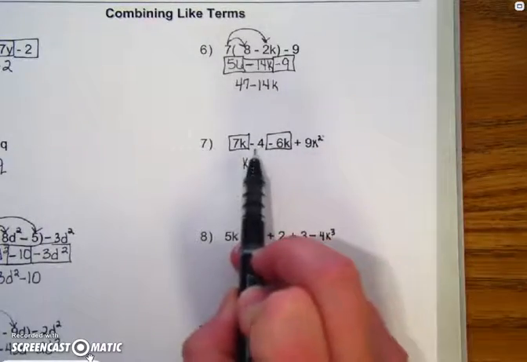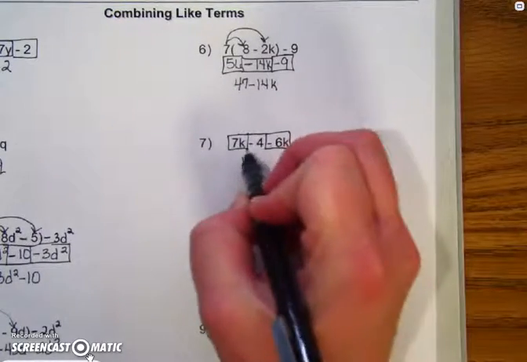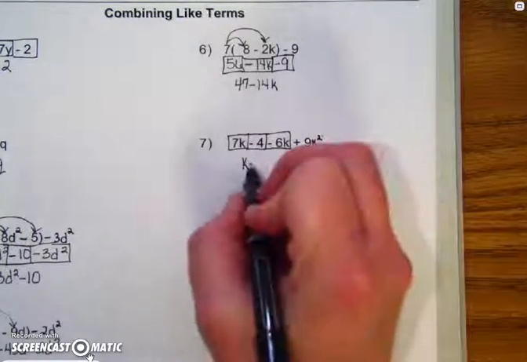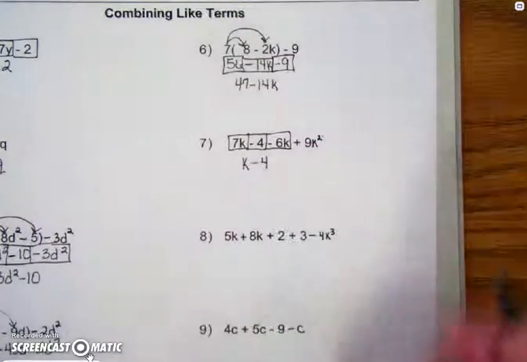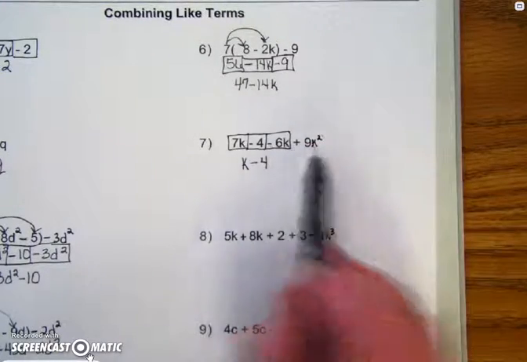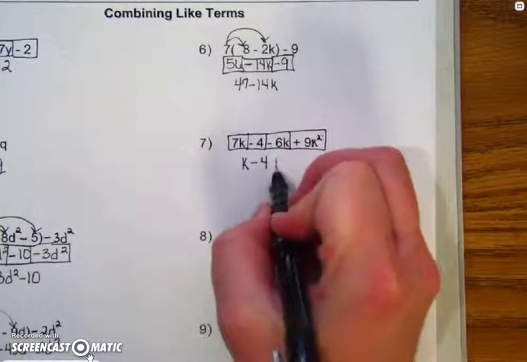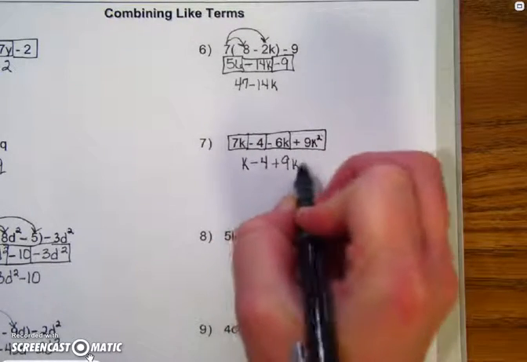All right, our next term is minus 4, and we do not have another constant, so we're just going to bring down our minus 4. And then we have our last term plus 9k squared, and there's not another term like that, so we're going to bring that one down.